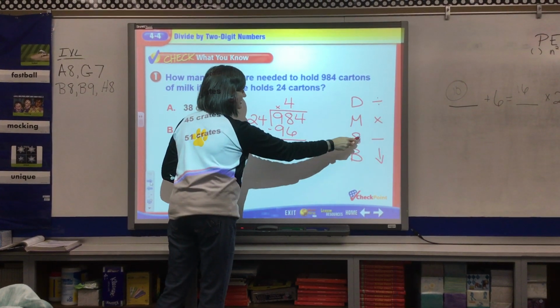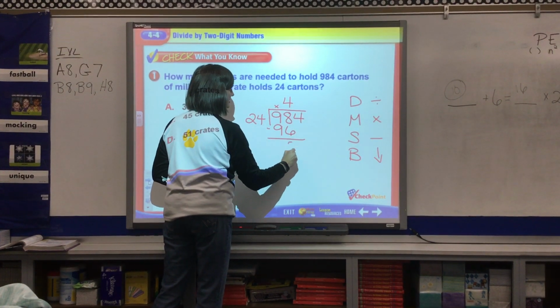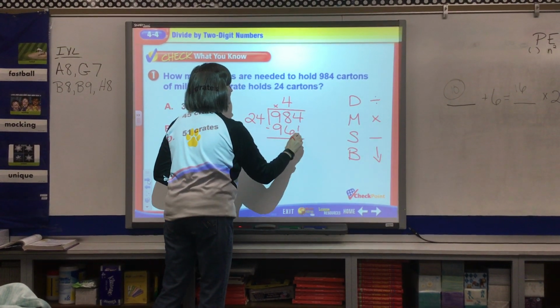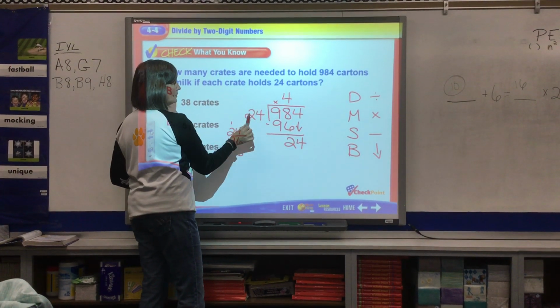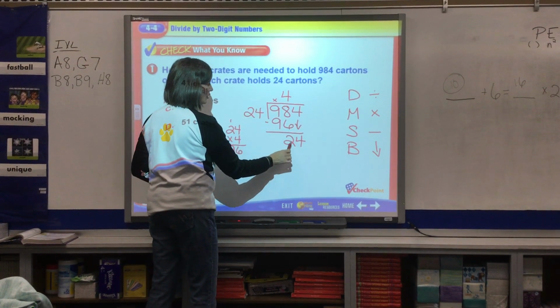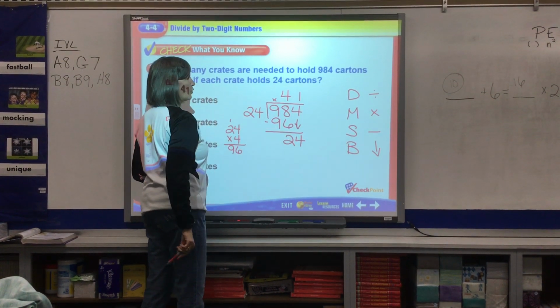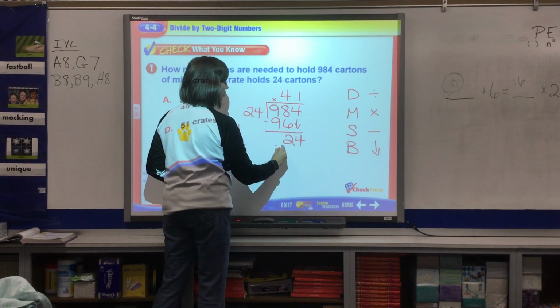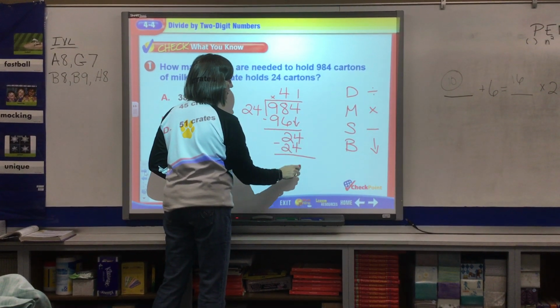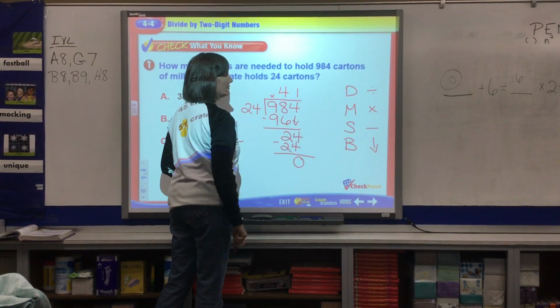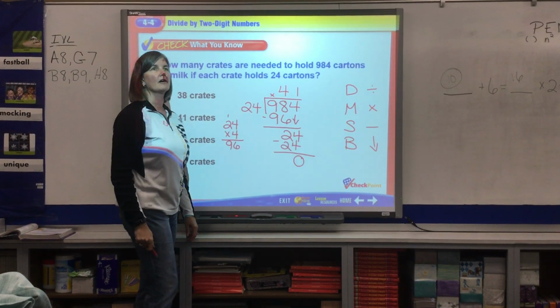All right, our next step is to subtract. 8 minus 6 is 2. And our last step is to bring down the 4. All right, and then we start over at the top and we divide. We say how many times does 24 go into 24? It goes in there 1 time. 1 times 24 is 24, and we subtract. 24 minus 24 is 0. There are no numbers to bring down, and so we are finished.